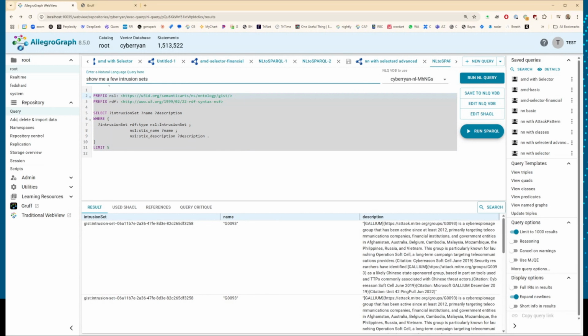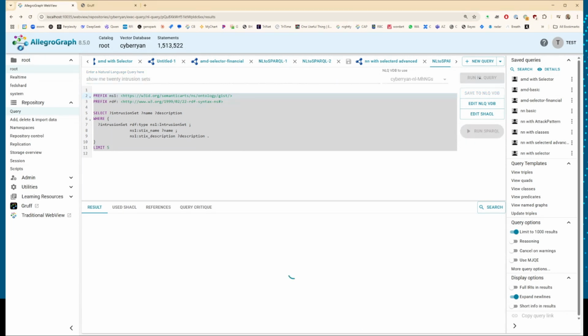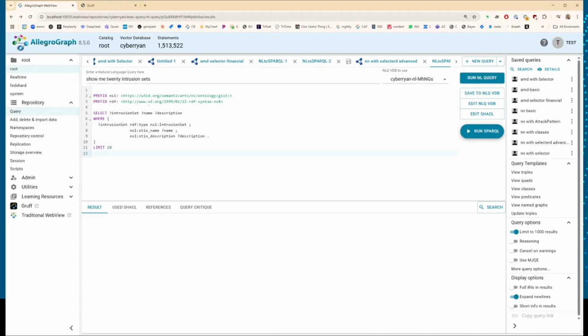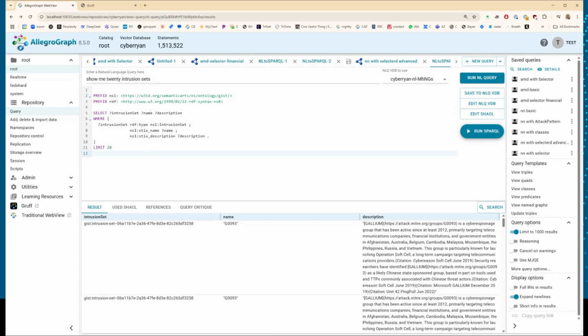I could also say, show me, say, 20 intrusion sets, right? And I don't know. So now it has to think. The previous query was in the database. This one was not in the database, so it had to create it, right? But now I get limit 20.